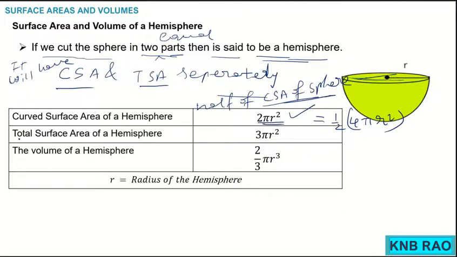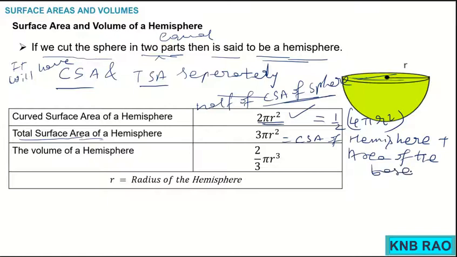Now TSA of a hemisphere is CSA of a hemisphere plus area of the base. So you know the area of the base is pi r square, and that pi r square added to 2 pi r square becomes 3 pi r square.